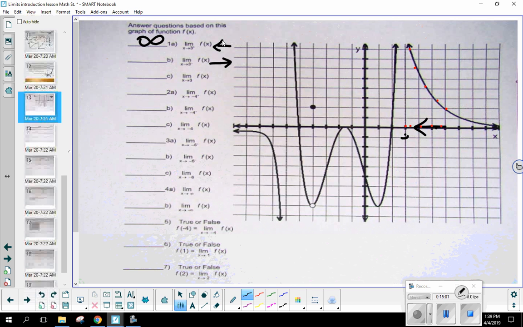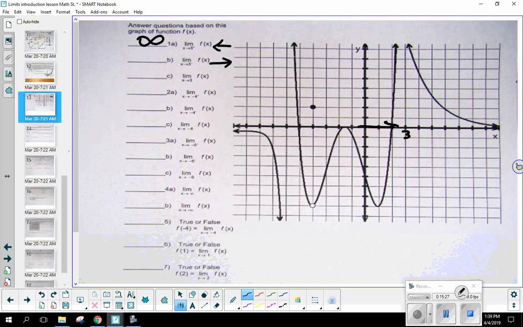Just think now, what we're doing is looking at it visually instead of what we were doing in the lesson. We were looking at the table and looking at it numerically. Unfortunately, we won't be able to do that here because we don't know what function provided this particular graph. But that's okay. That's why we're practicing. Okay. What about number 1b? The limit as x approaches 3 from the left.